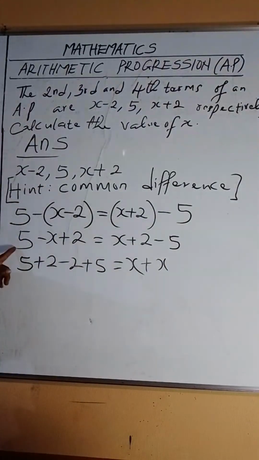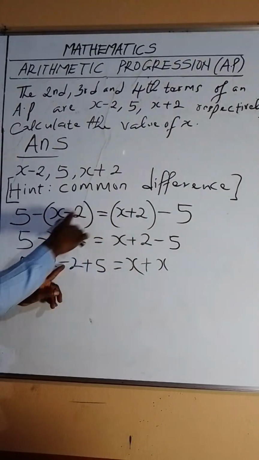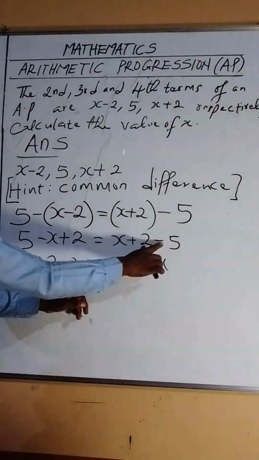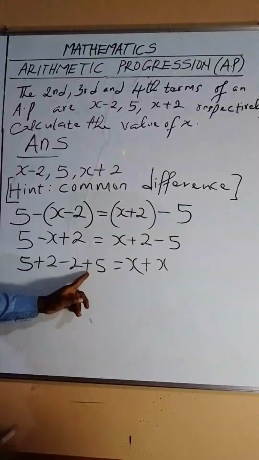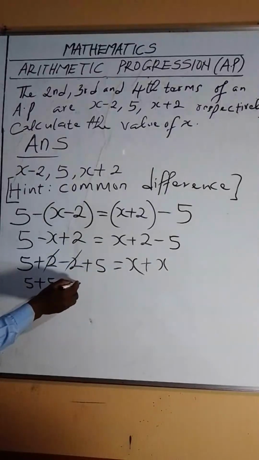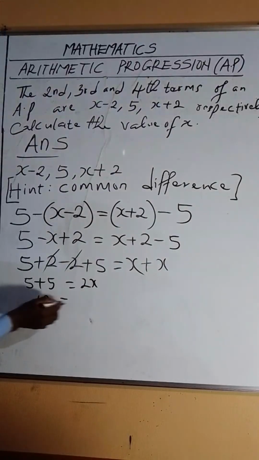This 5 is this 5, plus 2 is this plus 2. This minus 2 you are seeing here is this plus 2. When it is crossing, it changes to minus 2. This 5 here plus 5 is this minus 5. When it is crossing, it changes to plus 5. Then we can strike these 2 out. Then we add up these 2. That's 5 plus 5 equals to 2x, which means 10 is equals to 2x.